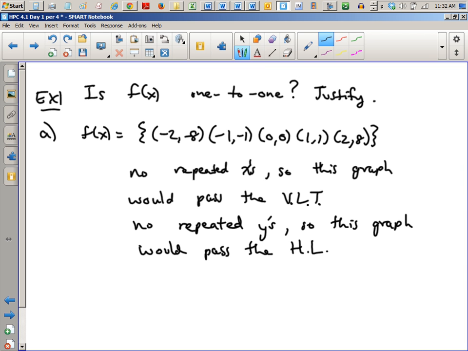Which I'll abbreviate HLT, not to be confused with hummus, lettuce, and tomato sandwich. Okay? I know, it's a little random. All right.